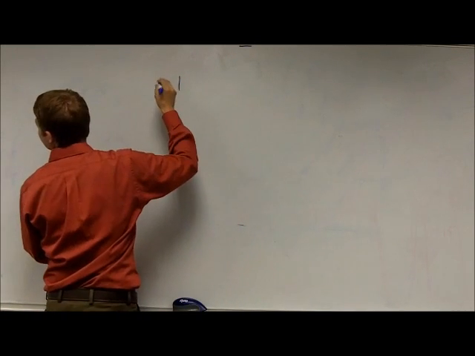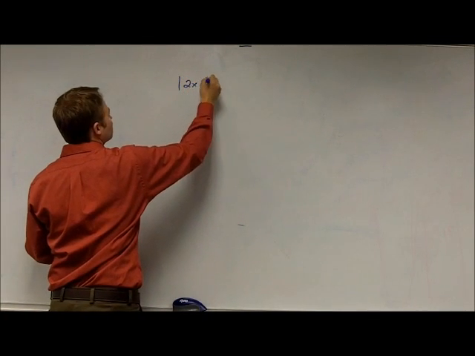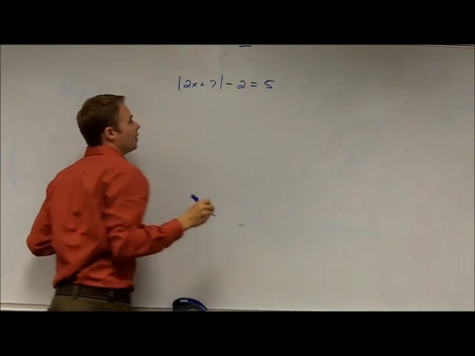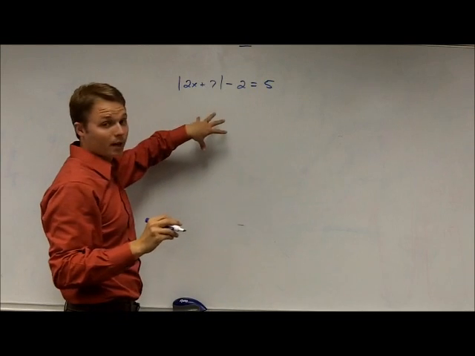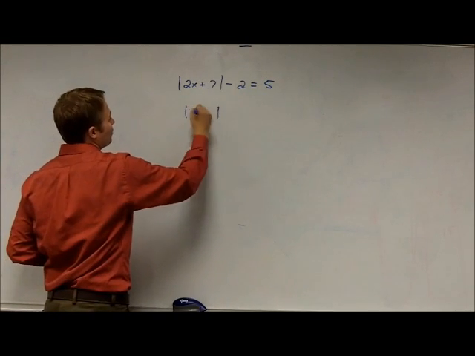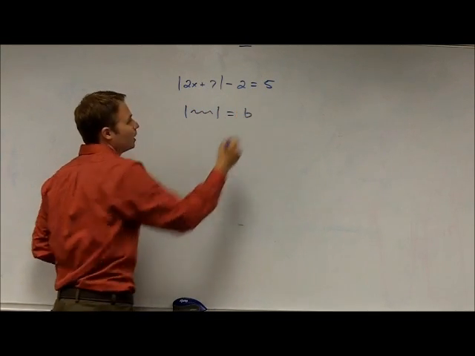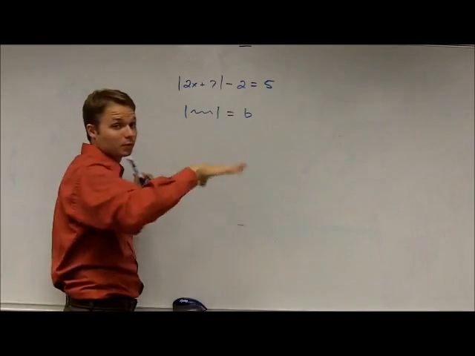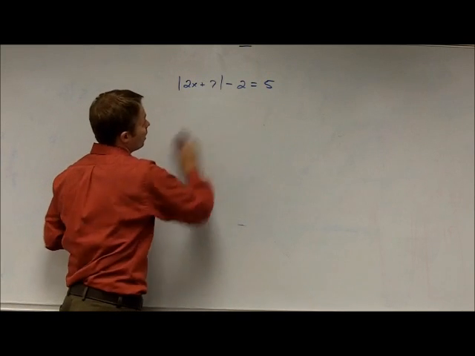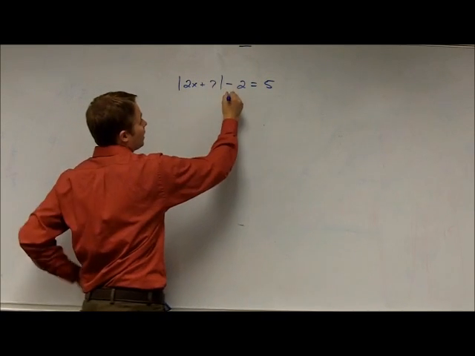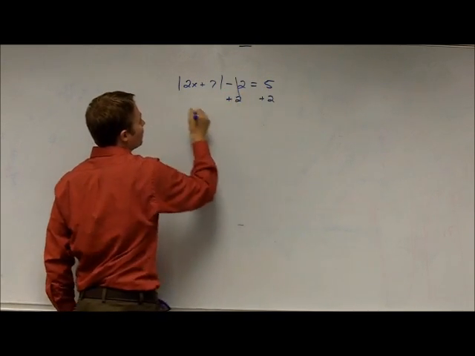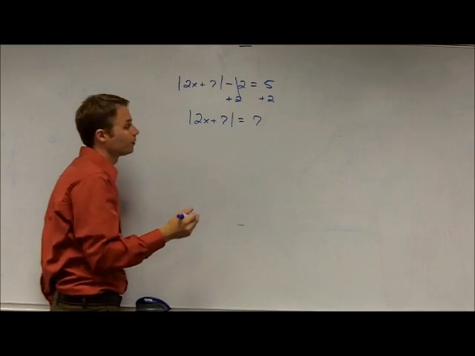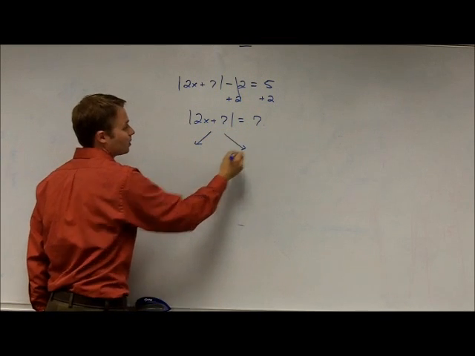Let's try this one. In this case, I don't want to split my equation up until I have it in the form of my absolute value equal to some number. So I want to get rid of this minus 2 before I do any of the splitting up into the two cases. So we'll just do that like you might think. We'll add 2 here and we'll add 2 here. And then I get absolute value of 2x plus 7 is equal to 7. And now from here I can split it up into my two cases.